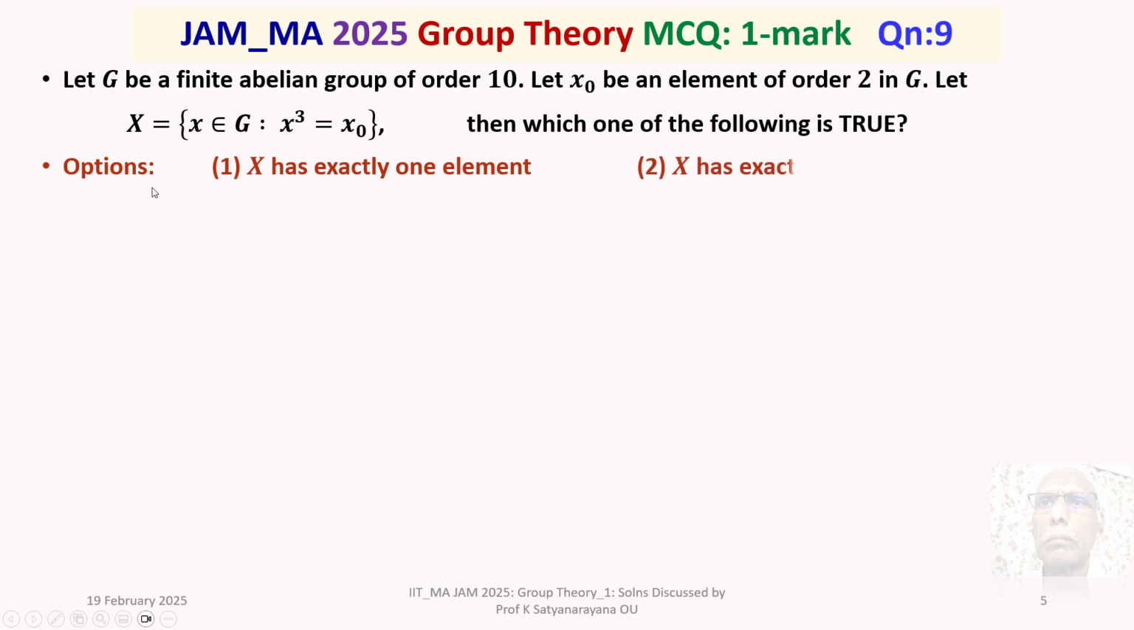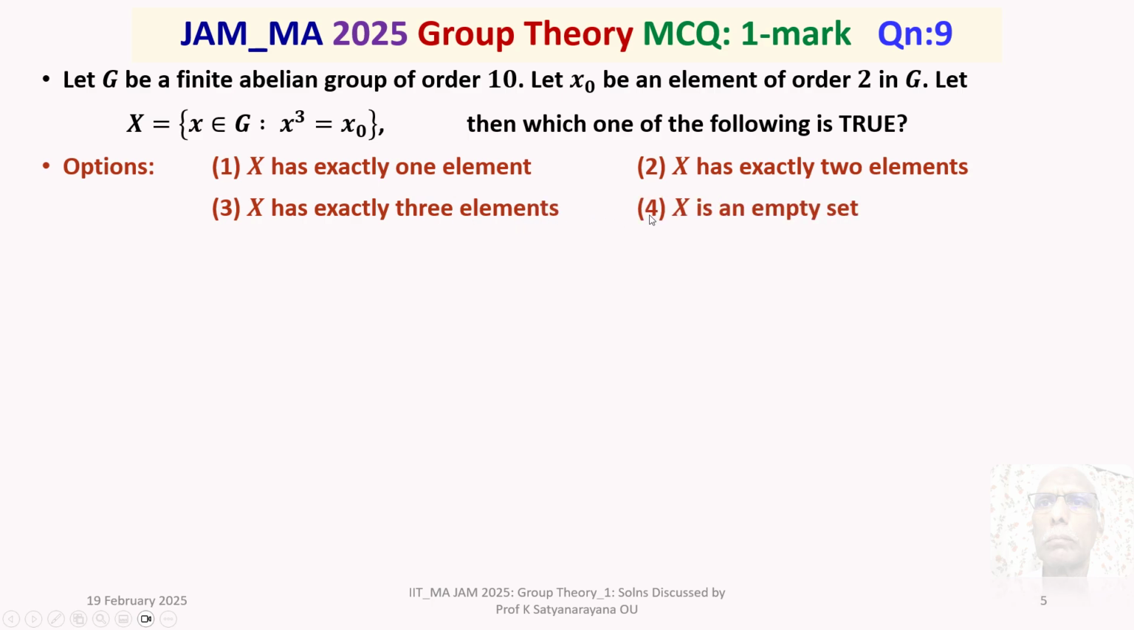We are given 4 options. In these 4 options, how many elements are there in X is asked. Option 1, X has exactly 1 element. Option 2, X has exactly 2 elements. Option 3, X has exactly 3 elements. Option 4, X is an empty set. Let's now discuss the solution of the problem in detail.